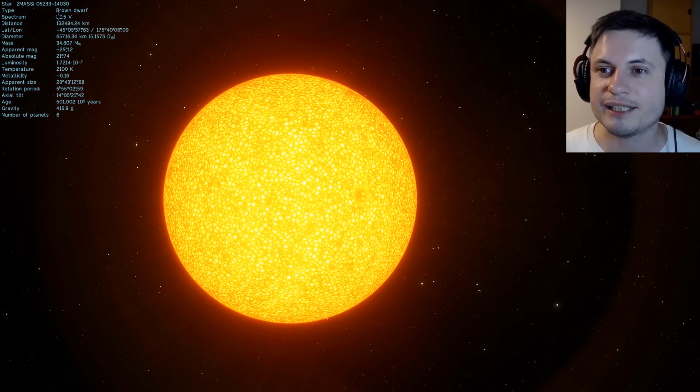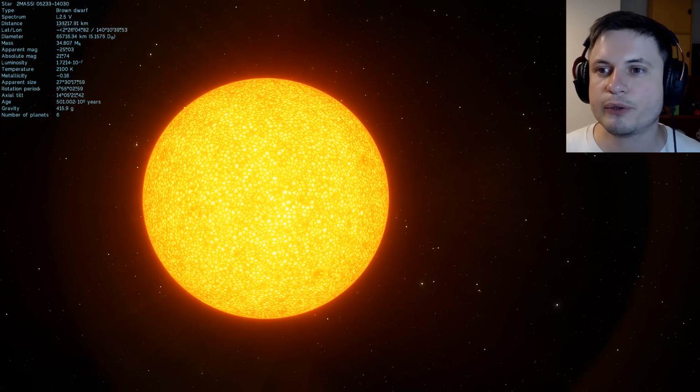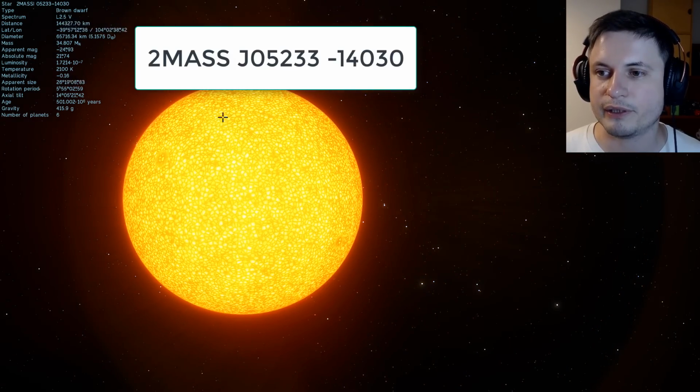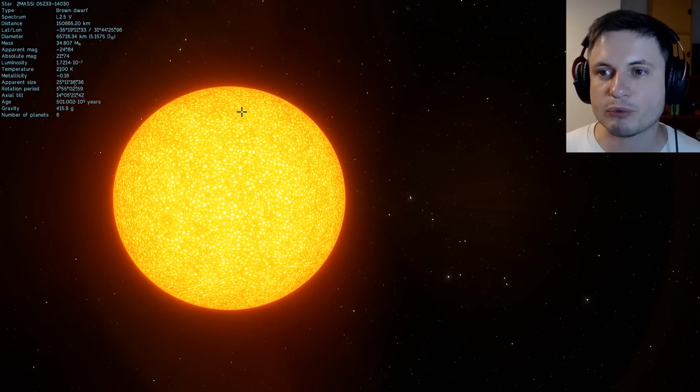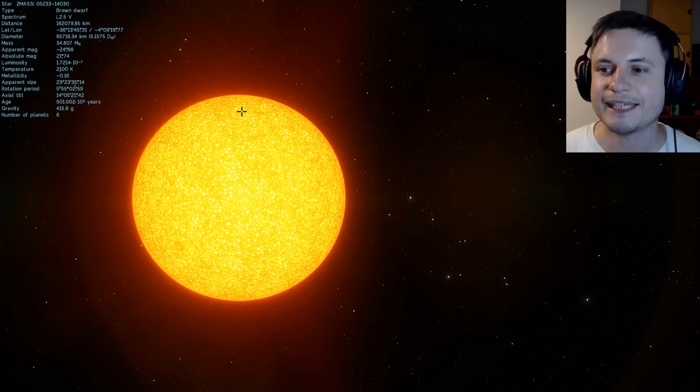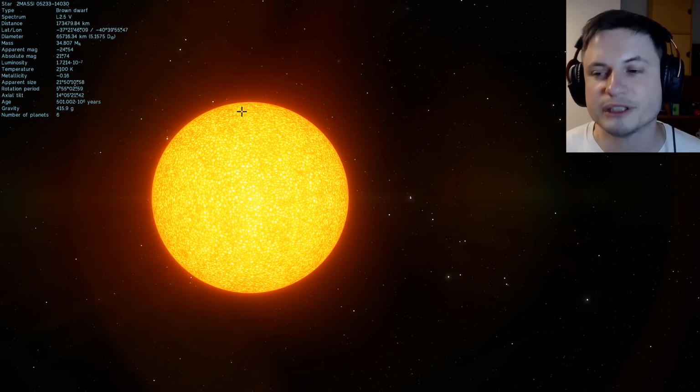Now, it doesn't really have a cool name just yet. As a matter of fact, it only has a numerical designation. And this is a star we discovered only a few years ago. But it's currently known as 2MASJ05233-14030. This particular object is not very far away from Earth. It's only about 40 light years away from us. And we discovered it completely by accident.